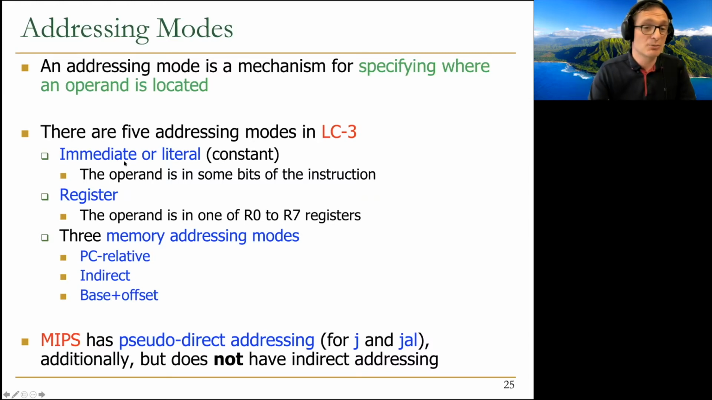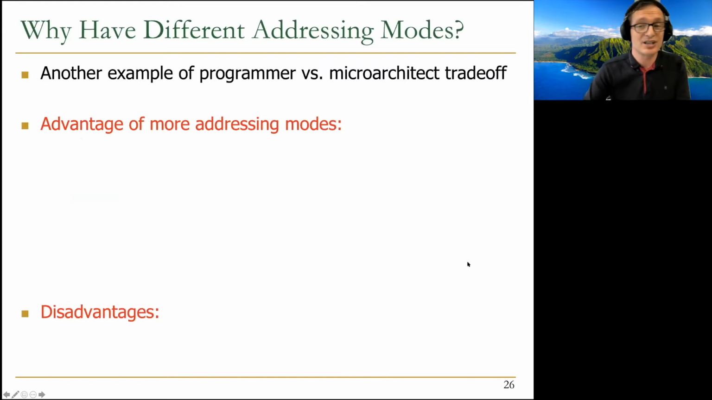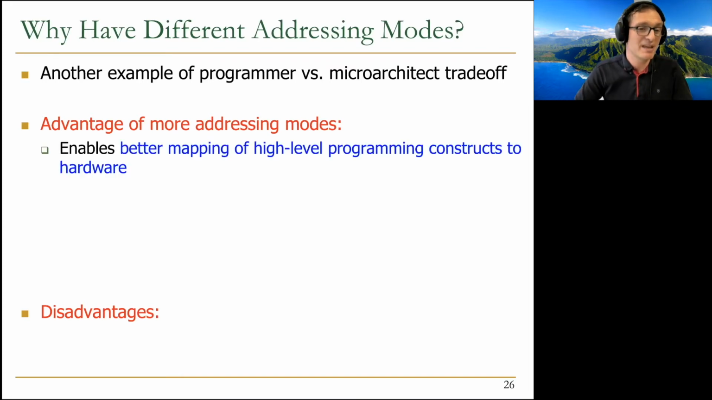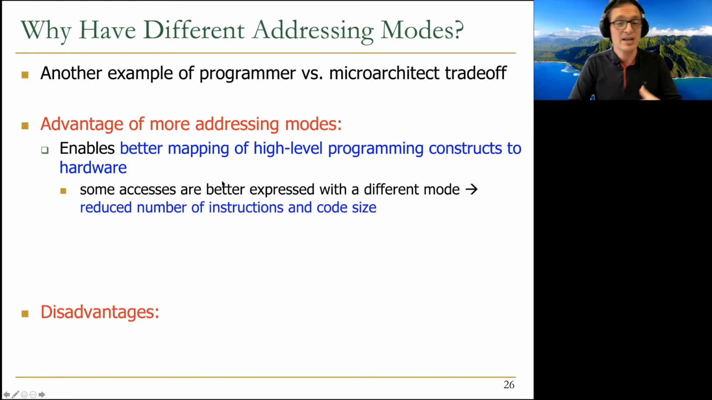Okay, so we're going to see more examples of this, but let's talk about the high-level trade-offs. This is another example of the programmer microarchitect trade-off, basically. You can have more addressing modes. That makes the life of the programmer easier, but the life of the microarchitect harder. Basically, it enables a better mapping of high-level programming constructs to hardware, assuming you pick the right addressing modes, of course, right? So some accesses are better expressed with a different mode because you can have a reduced number of instructions and code size, just like we did with the data types.